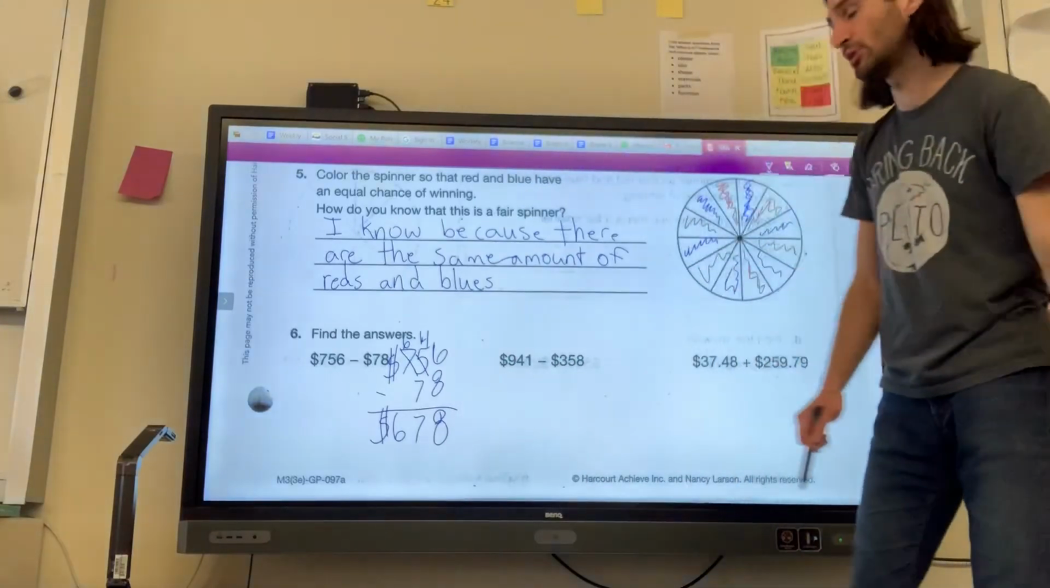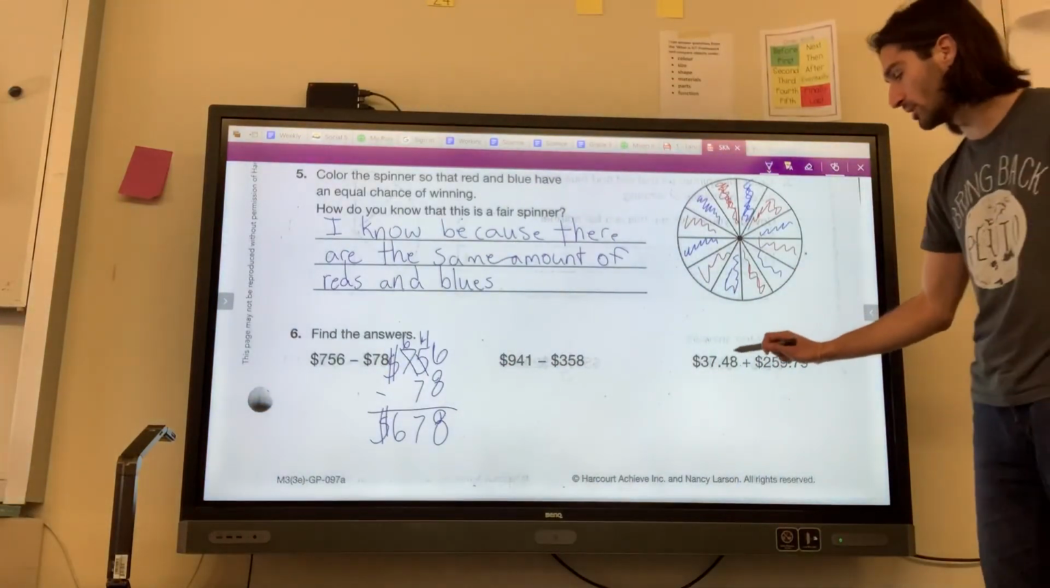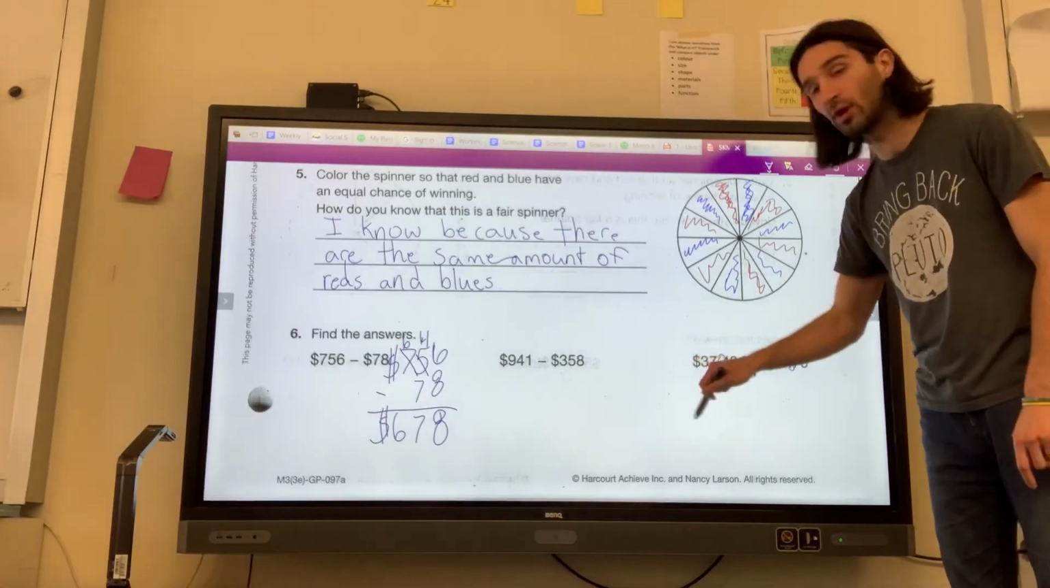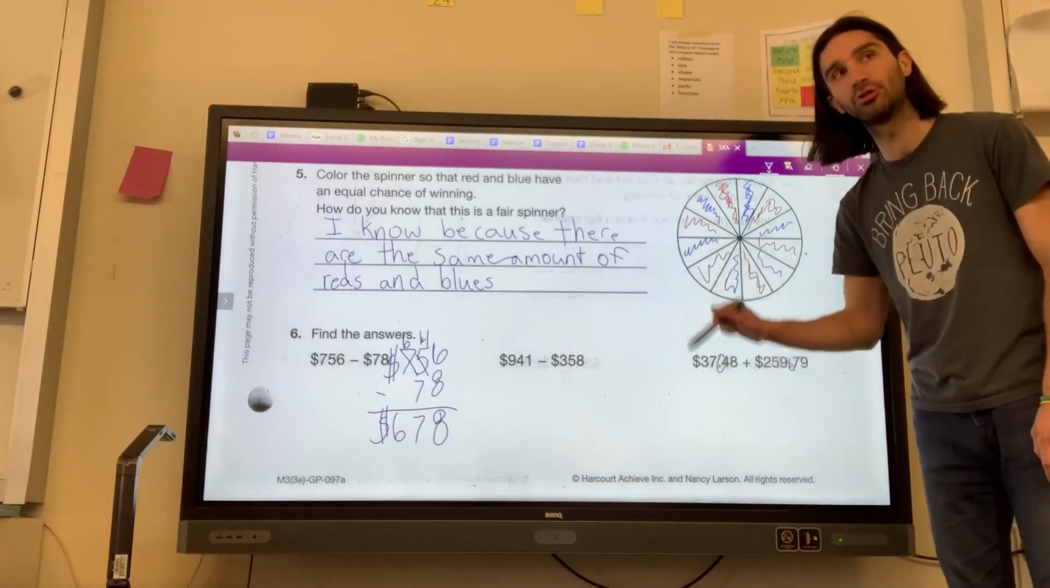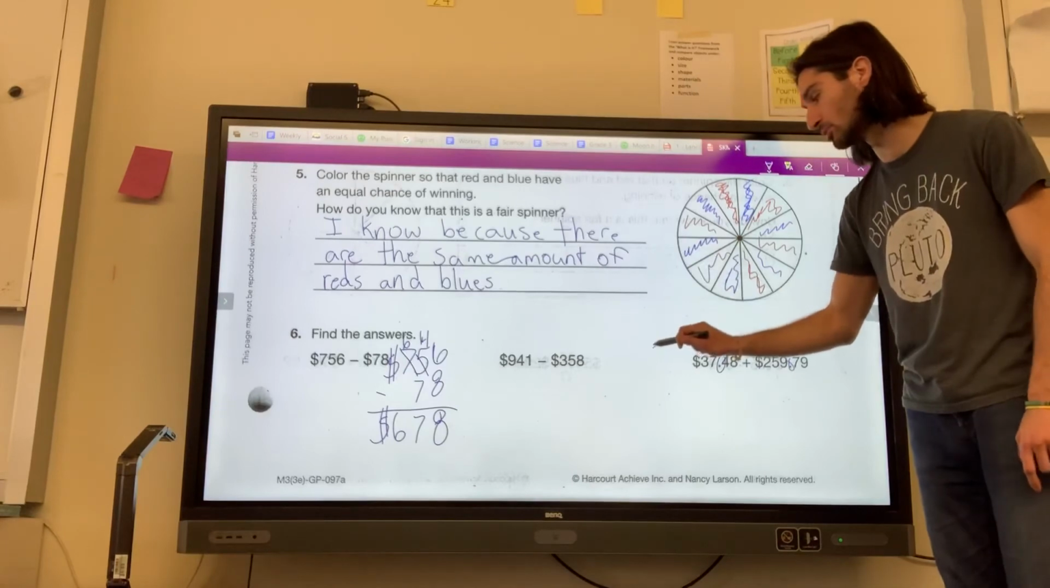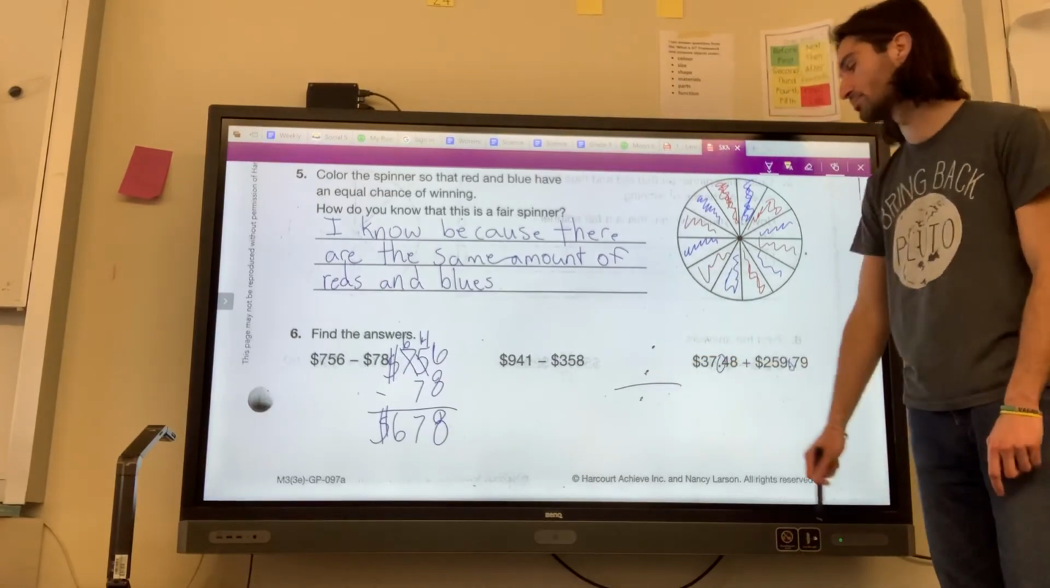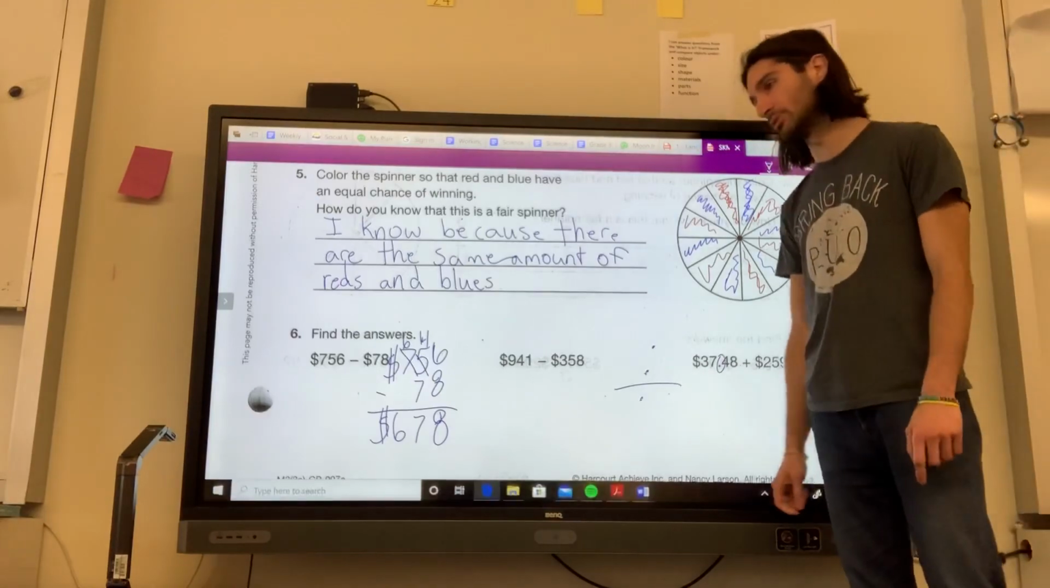Really important, grade 3s and 4s. When you are doing the last one, there's the decimals. When you write the question out, make sure you write it with the decimals all lined up. Otherwise, you will get the wrong answer.